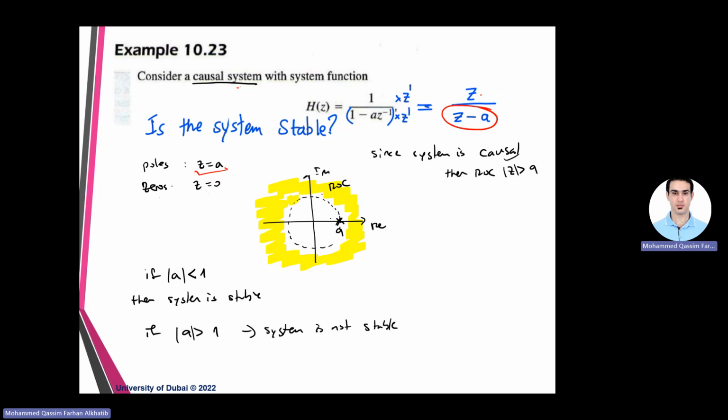However, whether this condition holds depends on the value of a. If a is larger than 1, then the system will not be stable in this case.